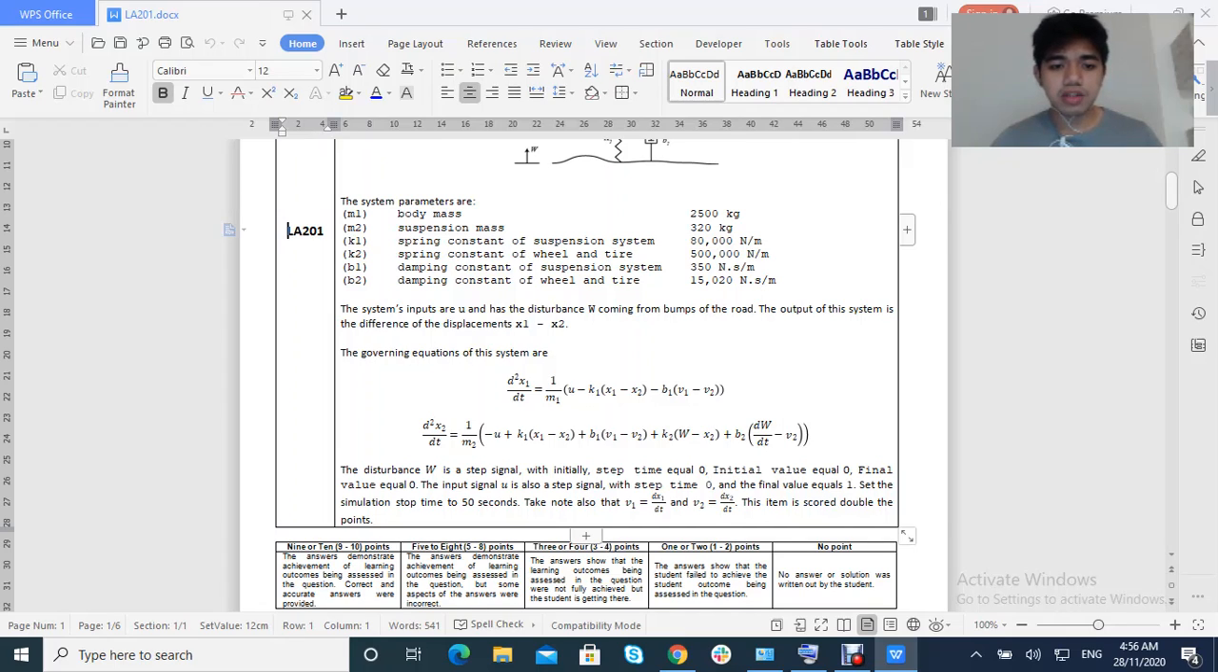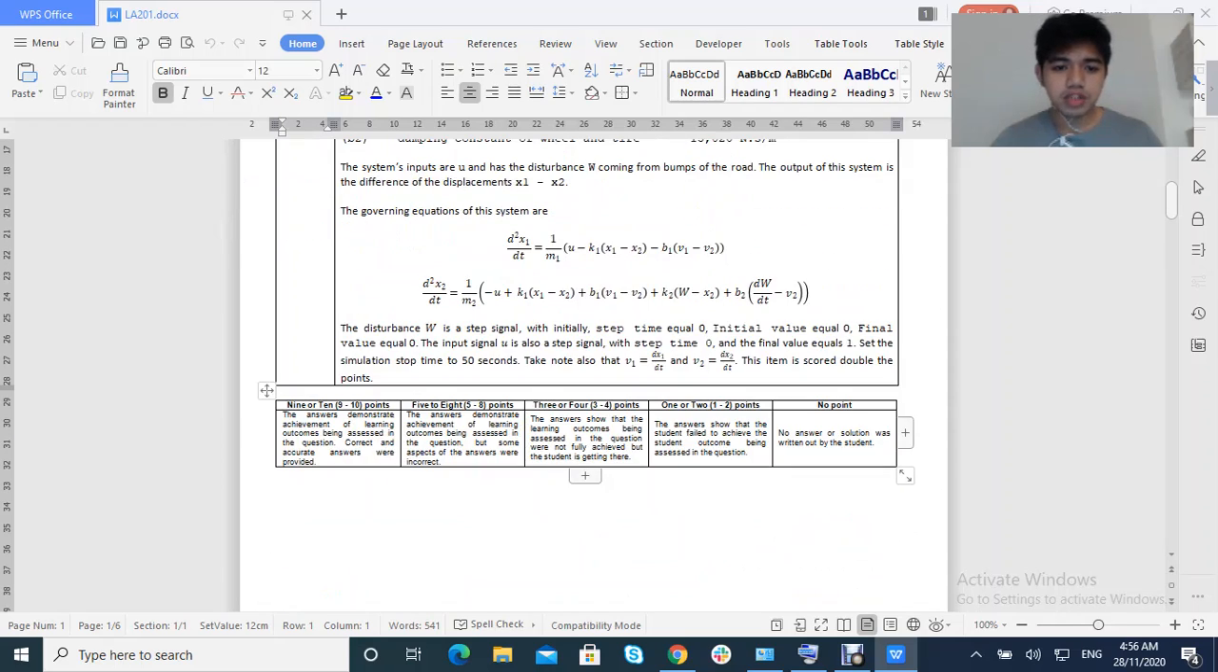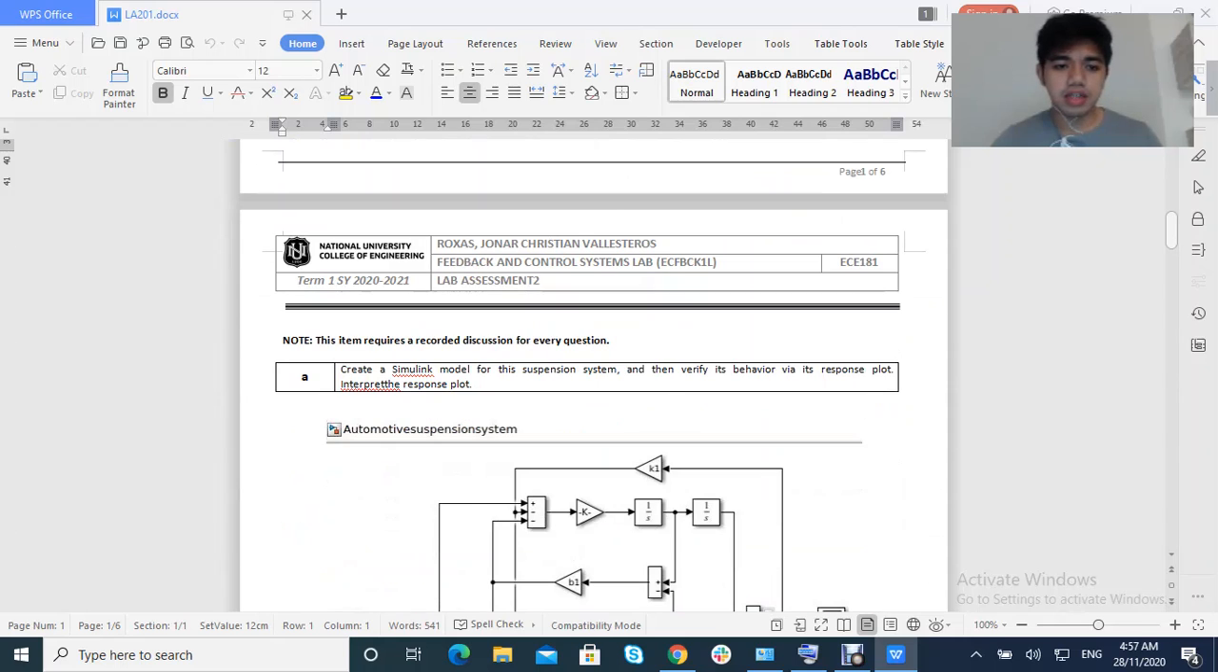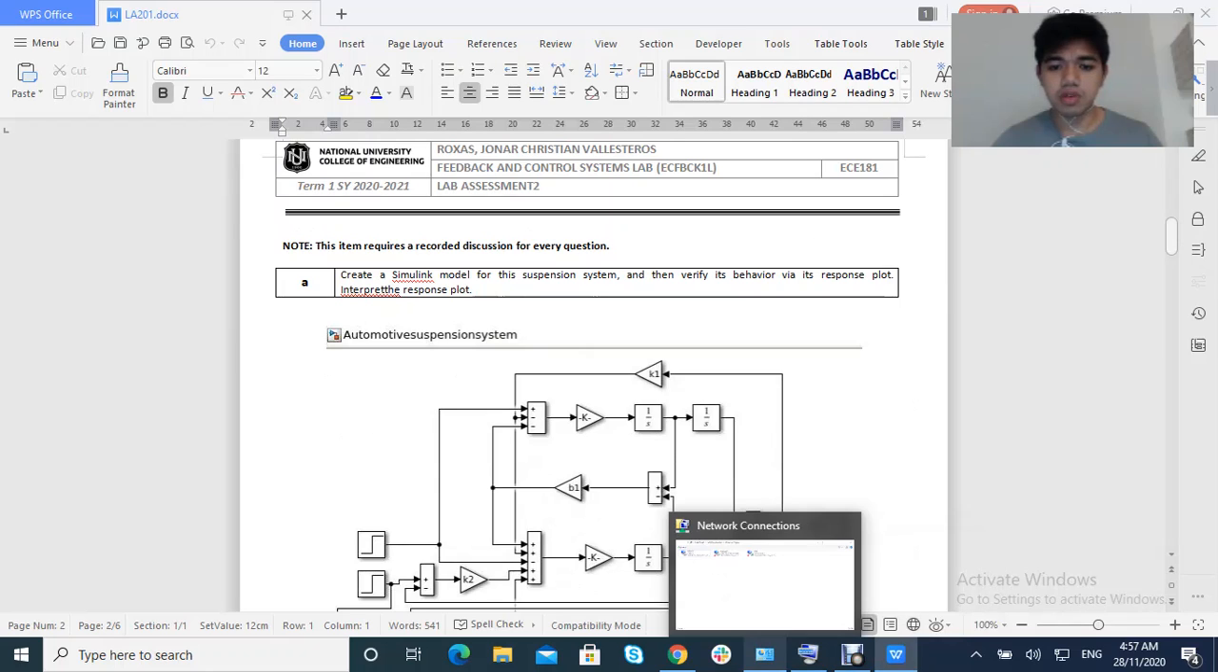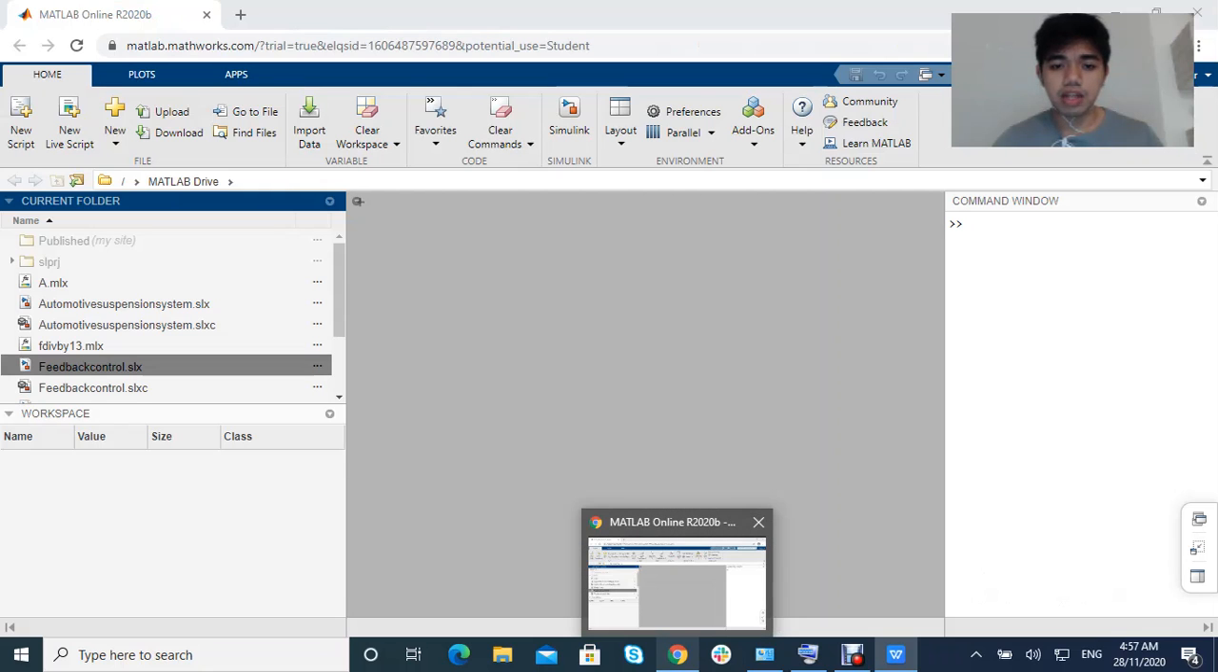Set the simulation stop time to 50 seconds. Take note also that dx1 over dt is equal to v1 and v2 is equal to dx2 over dt. So what I first did for the first question is create a Simulink model for the suspension system, and then verify its behavior via its response plot, interpreting the response plot. Let's go to MATLAB to show you the model that I created.